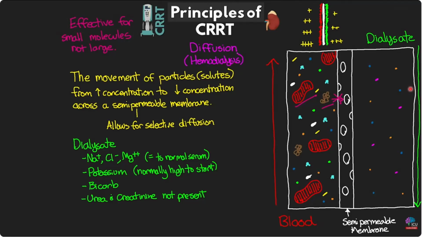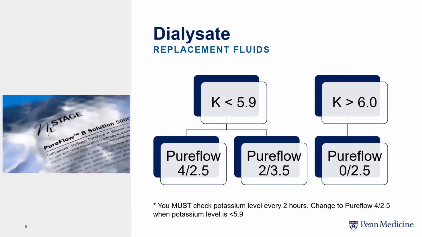There is not urea or creatinine in the dialysate. Again, that's to the things that we're trying to remove by putting the patient on dialysis. So when we're looking at dialysate, the replacement fluids, I mentioned we really focus on the potassium. Potassium is really big because of the cardiac ramifications that it has if it's too high or too low.